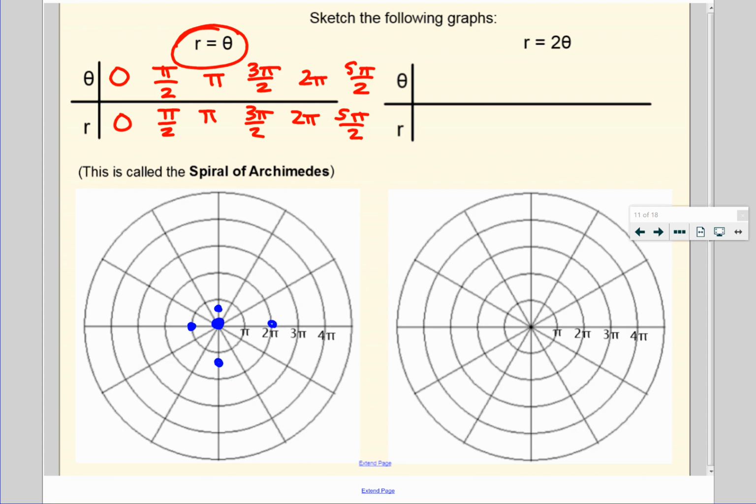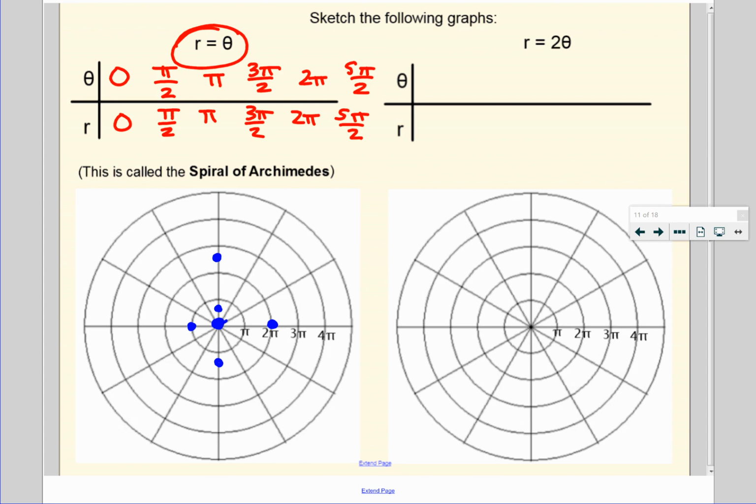2 pi, I'm at 2 pi. So that's on the right side. And then you can keep going. You'll notice there's a pattern here. 5 pi over 2. Each time we're just making another quarter rotation and we're getting a half a unit further out. So this doesn't look like a whole lot of anything, but when we create the polar graph, then we just connect our dots with a curve in the order that we plotted them.